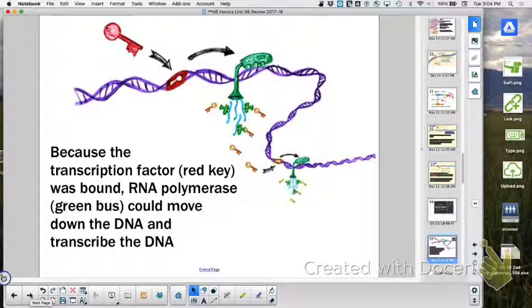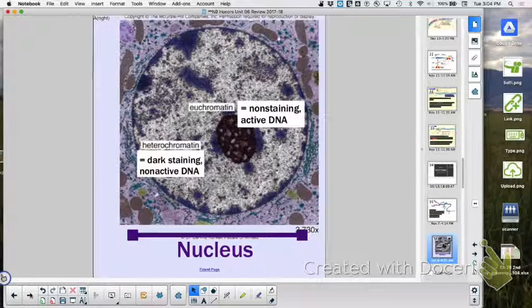Transcription factors help RNA polymerase to bind on snugly to the promoter. And activators help the transcription factors. When you're wondering, hey, is this DNA active or not? Heterochromatin is dark staining. The reason why it's dark staining is it's all coiled up really tight, so it's easy to stain.